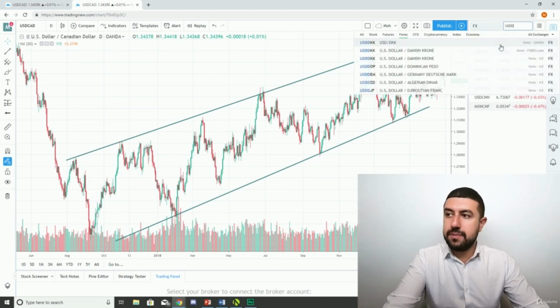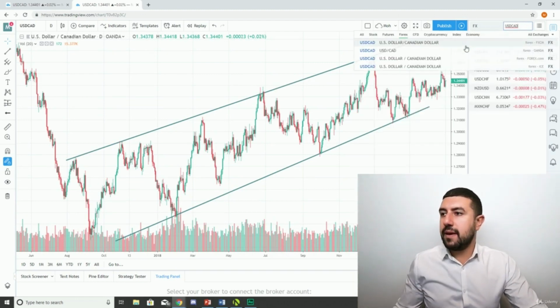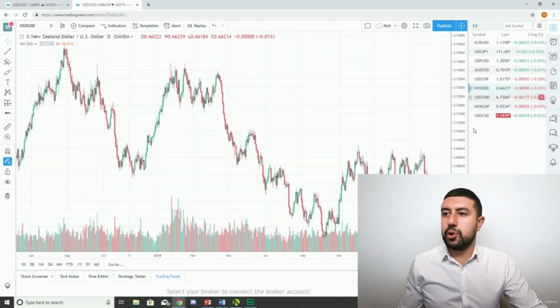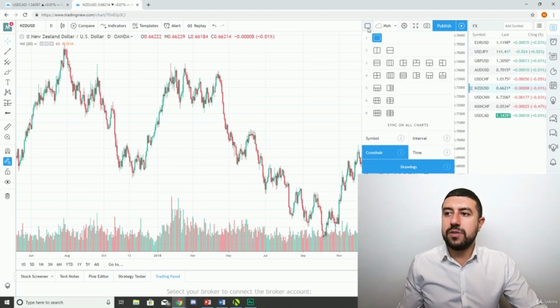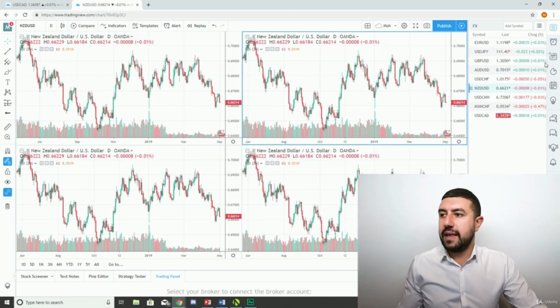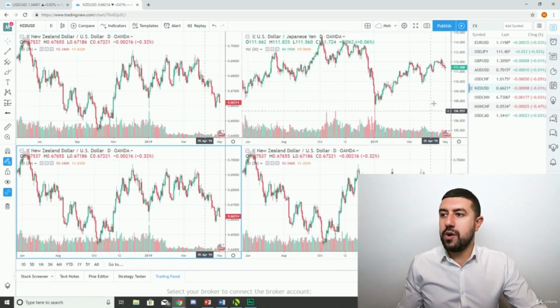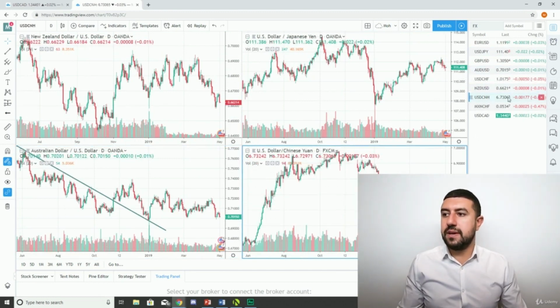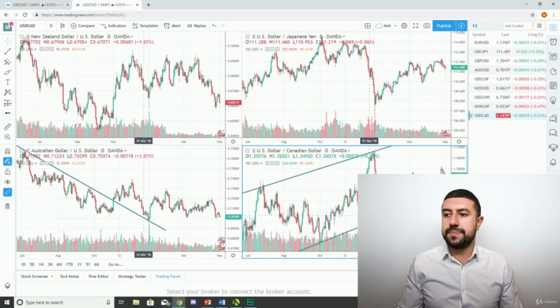I can put USD CAD and add it here. Then it becomes very easy to have multiple currencies. You can also click here on layout and have different layouts. Example, if you want to look at 4 currencies simultaneously, I can click on this, select which currency I want to have where, and then look at multiple currencies simultaneously, right?